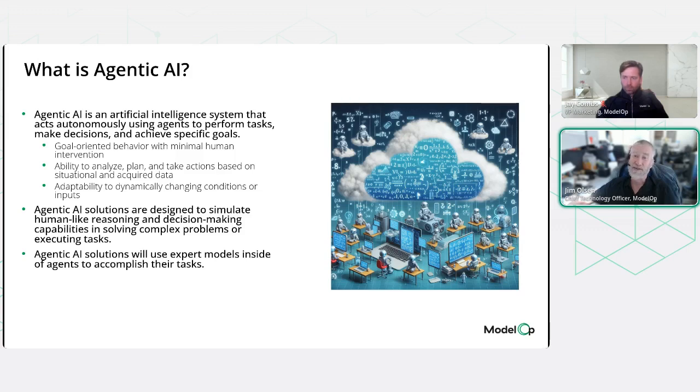They also need to have an ability to analyze and plan and take action as situations change, or as they acquire real-time data that dictates different behavior. So it's both that dynamically changing conditions, but also situational awareness of what's going on and what it should do, and to do that in a meaningful way that achieves the desired goal or outcome. So the thought is that they basically have human-like reasoning to be able to do that.